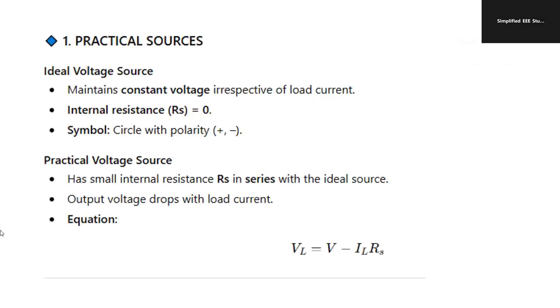First of all, I just wanted to convey the important concepts. You should know about practical sources. Before explaining practical sources, you should understand the ideal voltage source, which maintains a constant voltage regardless of load current. Such voltage sources are known as a constant voltage source or ideal voltage source. Remember, an ideal voltage source has zero internal resistance. The symbol is a circle with a positive and negative sign. This is basically called an ideal voltage source.